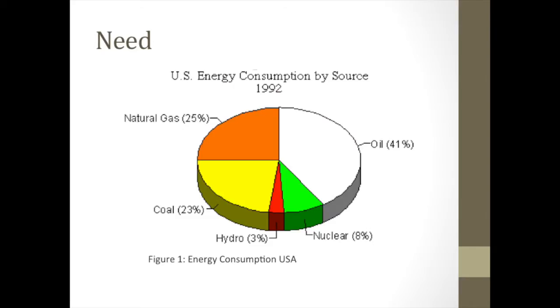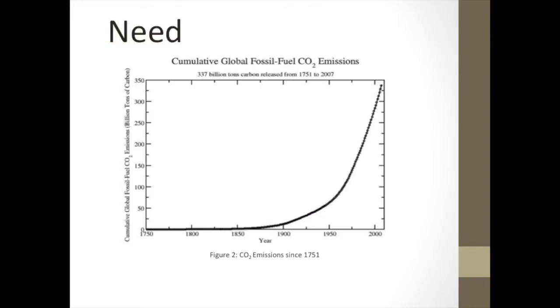In the USA in 1992, 89% of energy came from unclean sources that produced greenhouse gases such as CO2. Figure 2 shows the carbon dioxide emissions from fossil fuels since 1751. Clearly, a sharp increase is seen since about 1950, but how has this carbon dioxide increase been affecting the atmosphere?